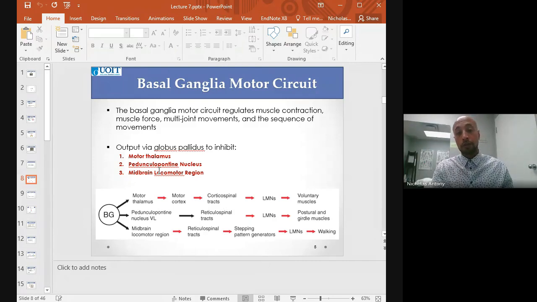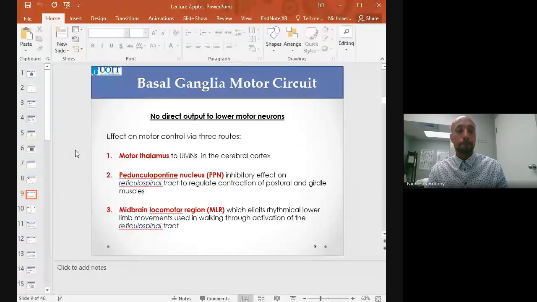If you're going to learn 3 things from this slide, it's the 3 output areas of the globus pallidus, or ultimately the basal ganglia, in relation to the motor circuit. All right, so here they're listed here again. So we were looking at the basal ganglia motor circuit. It has no direct output on lower motor neurons. It has its effect on movement through inhibiting or having an effect on upper motor neurons.